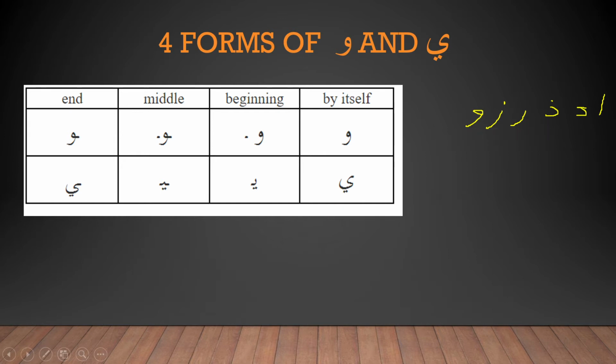Okay? Now for examples, we can write wada'a. So there is waw and dal and ain. Waw fatha, wa, dal fatha, da, ain fatha, a, wada'a. And as you can see, waw does not connect with the dal.